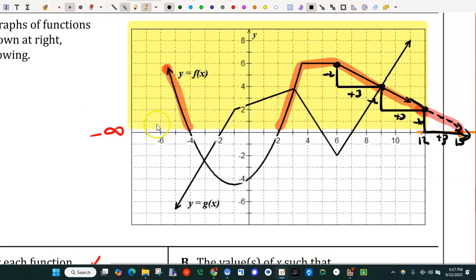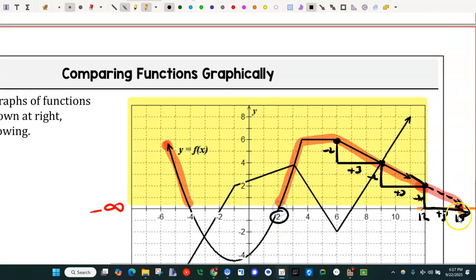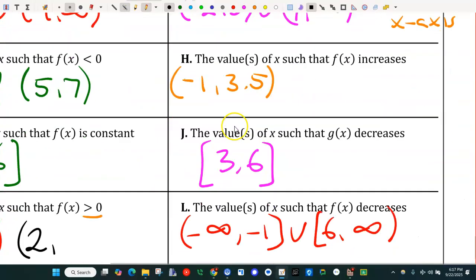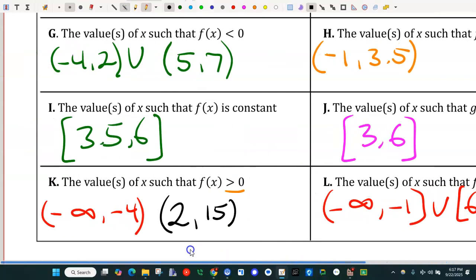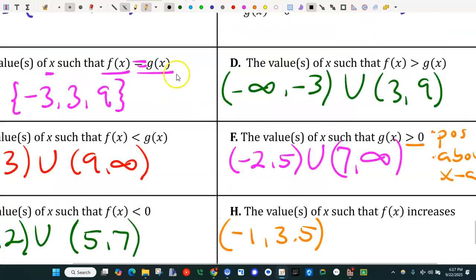All right, so 2, was it 2? Yeah, 2 all the way to 15. It's above the x-axis, 2 to 15. Parentheses. All right, now we are completely done. Look at that. Very nice.